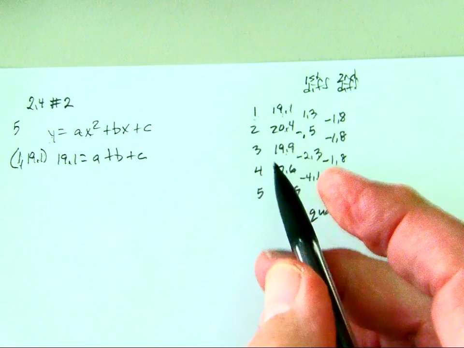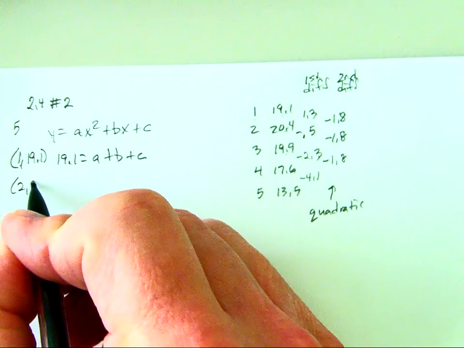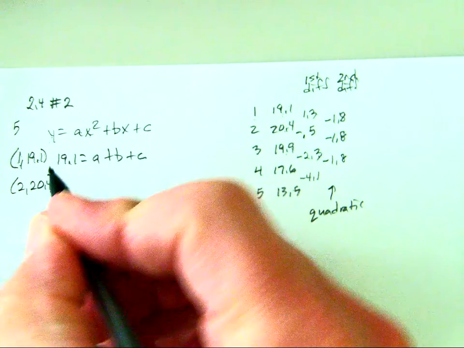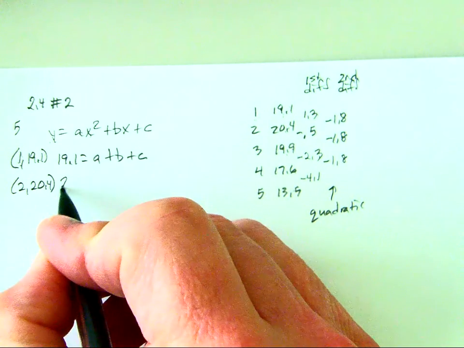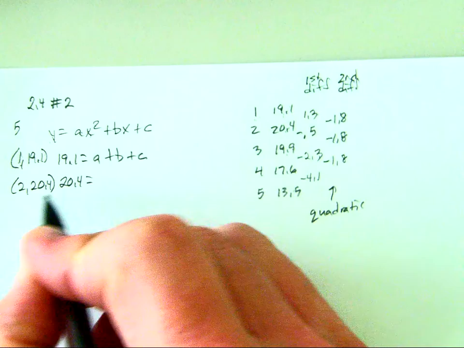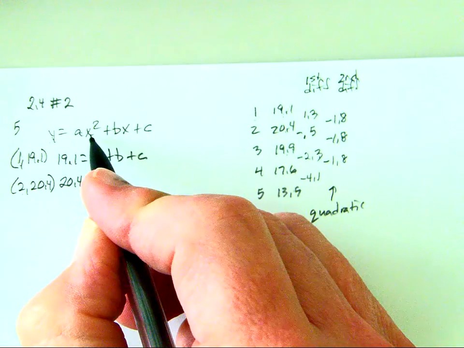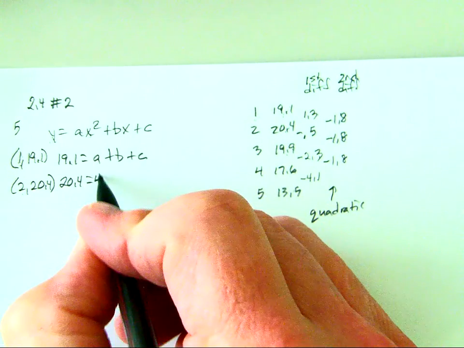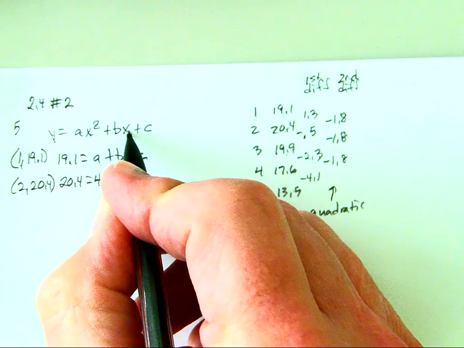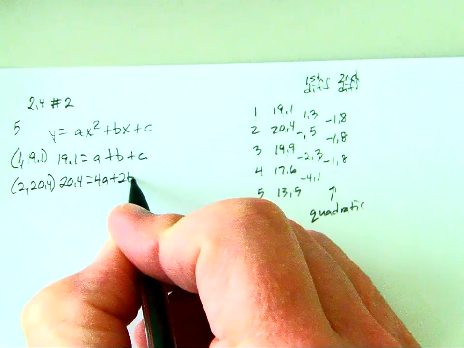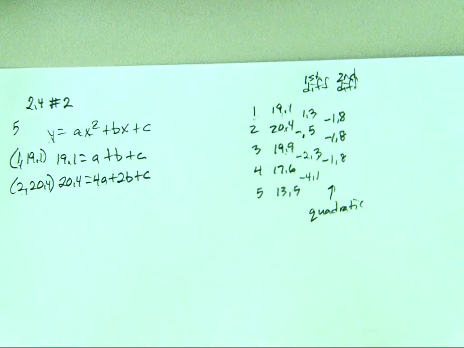Do that with the second point, which is 2, 20.4. Again, we're putting 20.4 in for y. We're going to put 2 in for the x's. So 2 squared times a is 4a. Put 2 here, b times 2 is 2b. And the c stays the same.